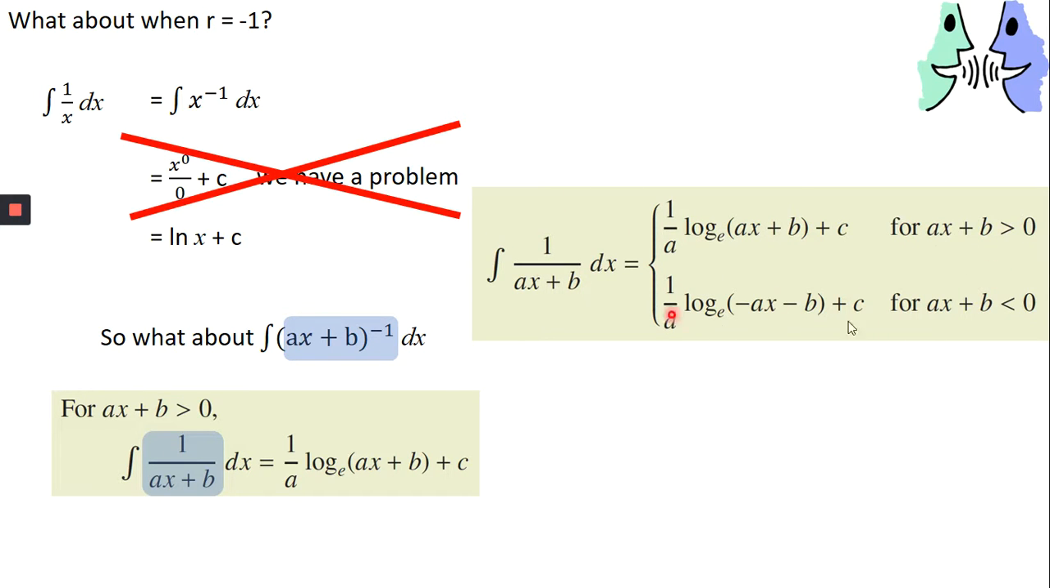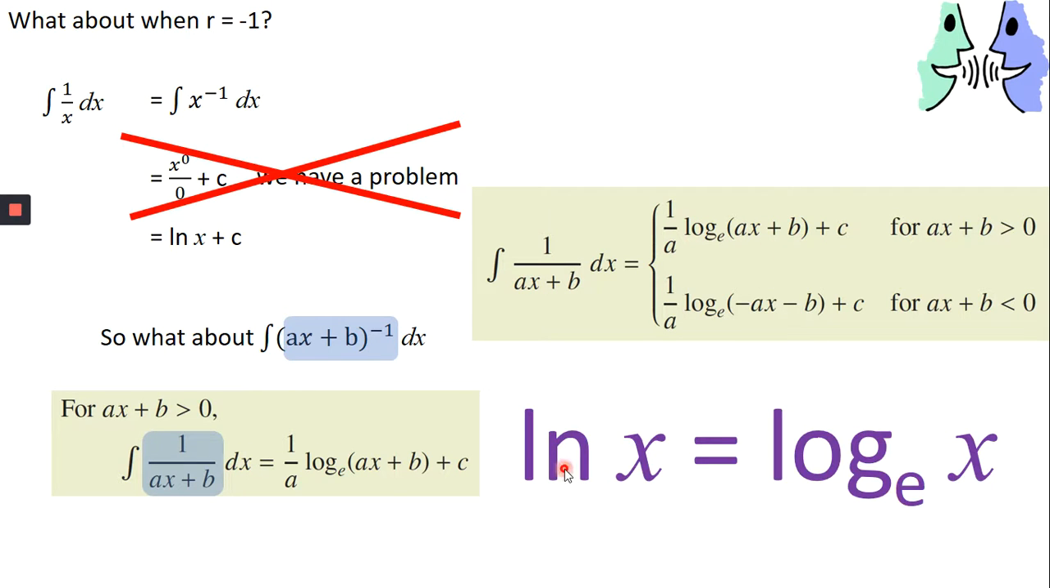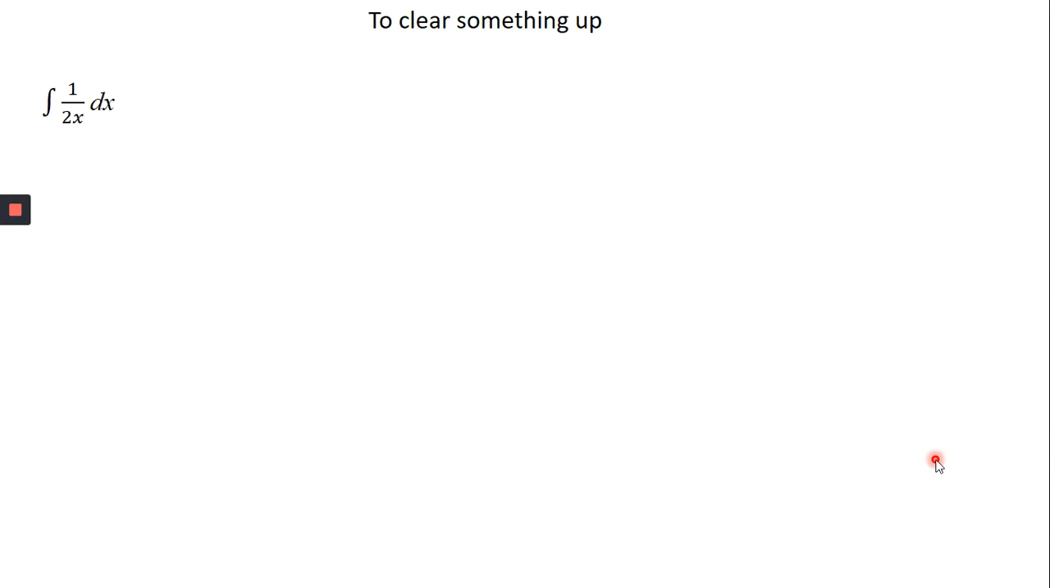It can get a bit weird here. If that value is greater than 0, we've got ax + b. And we've got a weird case where if ax + b is less than 0, it's -ax - b. But we'll look at that in a little bit more detail later on, but just be aware of that. And natural log of x is the same as log base e of x. Just to clear something weird up.